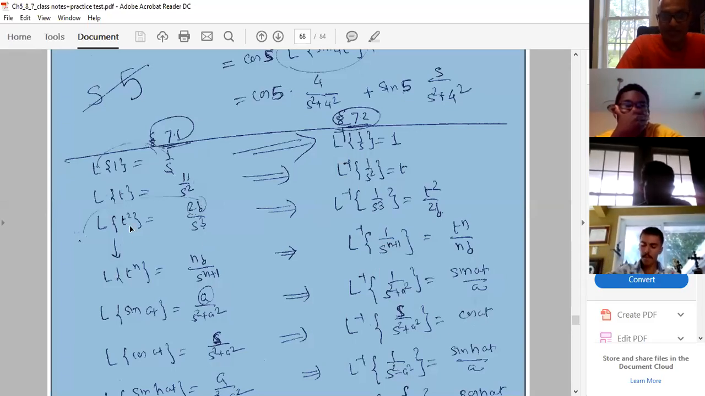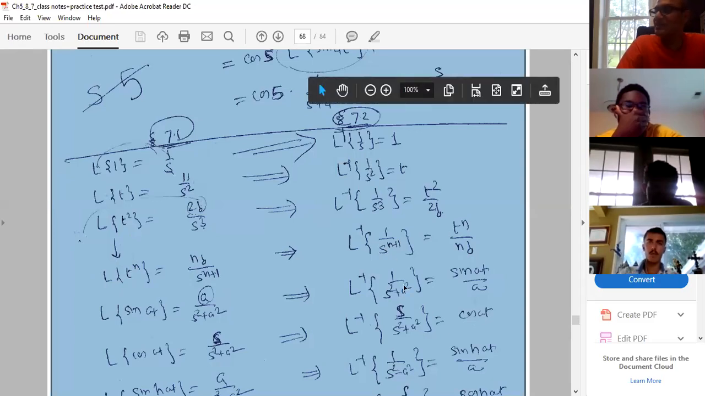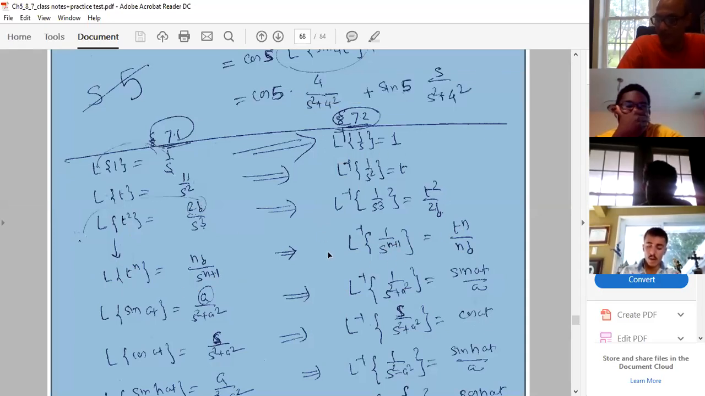Same way, t square is 2 factorial over s cube. As I told you, t to the power n is n factorial over s to the power n plus 1. So if you take the inverse on both sides, the inverse of 1 over s to the power n plus 1 is t to the power n divided by this constant n factorial. Look at here, t to the power n by n factorial. You will be using this inverse Laplace, you will be playing with this combination so many times from now onwards up to the end of the syllabus.